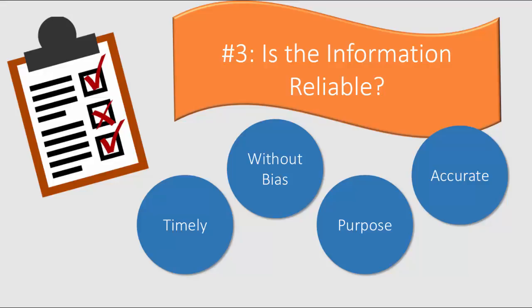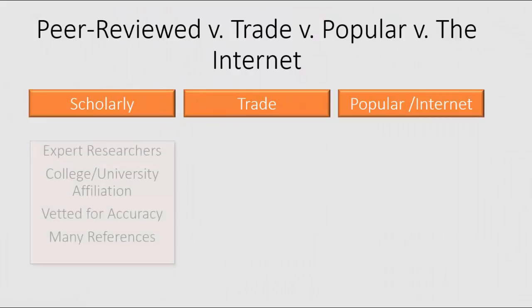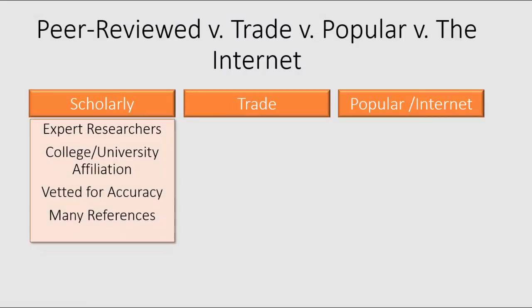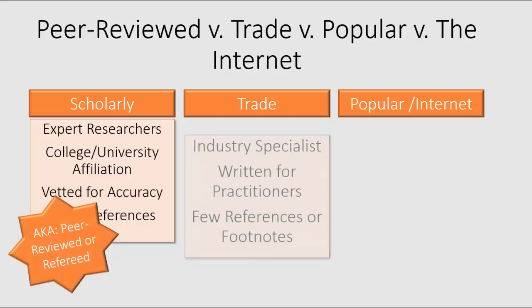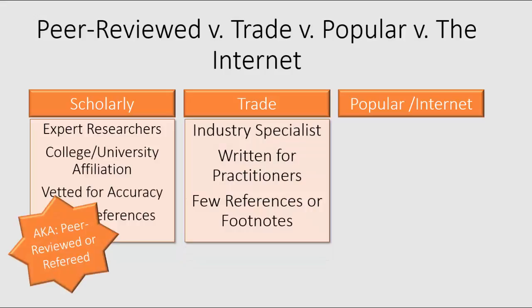Similarly, you will want to determine the accuracy of the information you found. Can you find evidence supporting what you found, or is the information conflicting? This is especially true for information found on the internet. Scholarly sources are the highest quality of information, written by experts for experts. The authors have college or university affiliations, and their work is vetted for accuracy. Trade information is written by industry specialists or practitioners, and they're written for other practitioners. They aren't vetted for accuracy the way scholarly sources are.